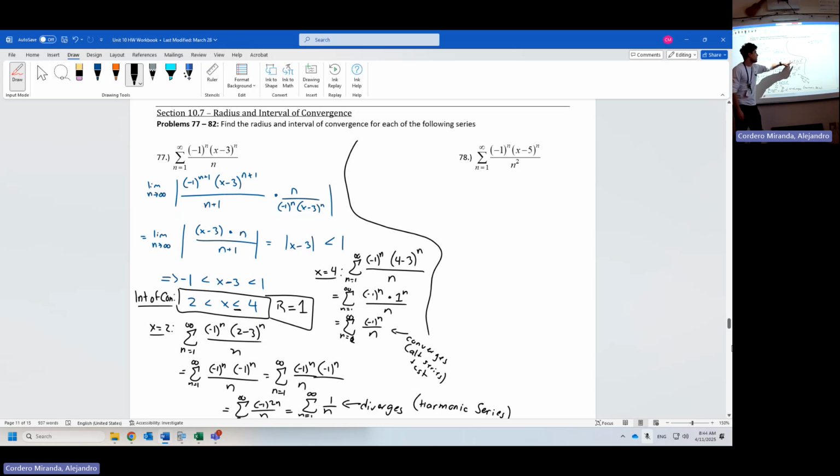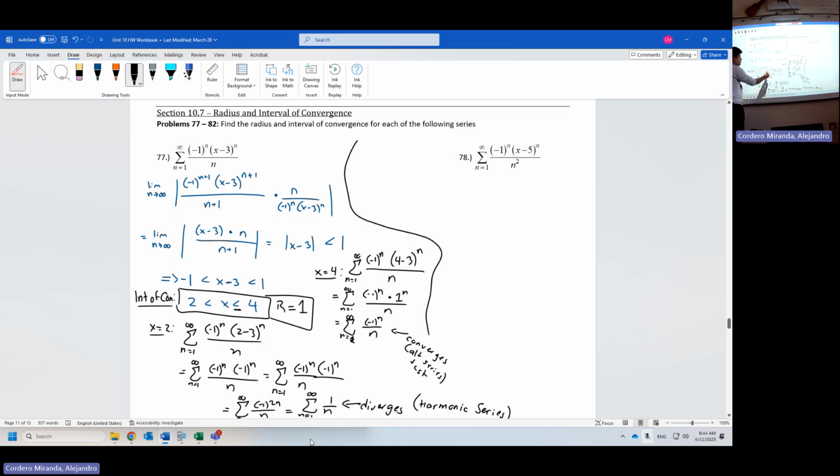You plug in 4, you get -1 to the n times 1 to the n, but 1 to the n is just 1. So you just get this series that I'm circling right now. Actually, in the video, you can see what I'm circling with my little mouse. And that converges. This looks like a harmonic series, but it's the alternating harmonic series, which does converge by the alternating series test. It is alternating, it decreases in magnitude and has a limit of 0, so it converges. That's the alternating series test.